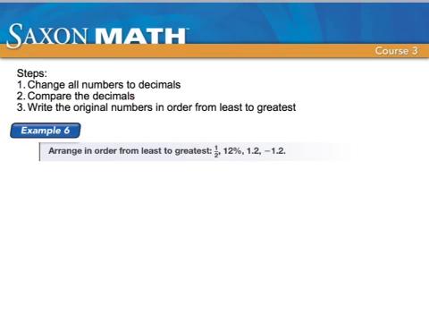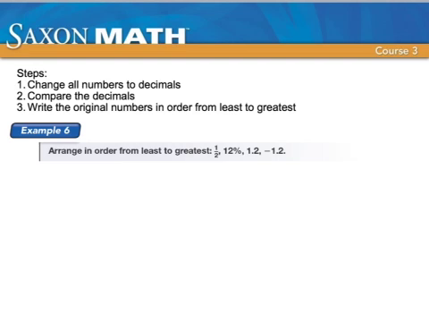Okay, for example 6, we're arranging numbers in order, again, from least to greatest. But the difference between this one and the last one is they're in different forms. I've got a fraction, I've got a percent, and I've got 2 decimals. So step 1 says to change all the numbers to decimals. Then we're just going to do what we did earlier when we compared decimals to each other.